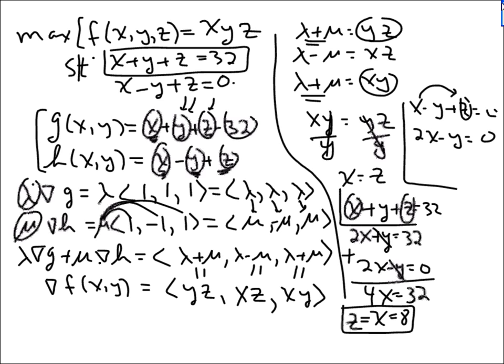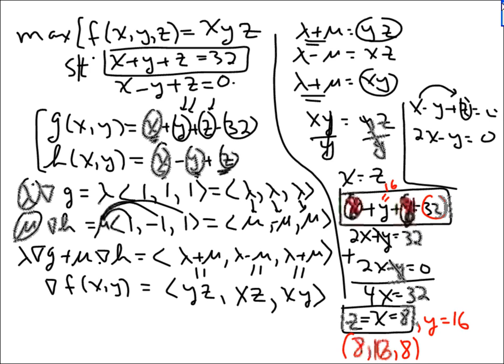So now I know x and z, but I know the sum of the three is 32. If x is 8 and z is 8, 8 plus 8 is 16. If I want to get 32, then y better be 16. y must be 16. So 8, 16, 8 for x, y, z. That's the point that maximizes f.